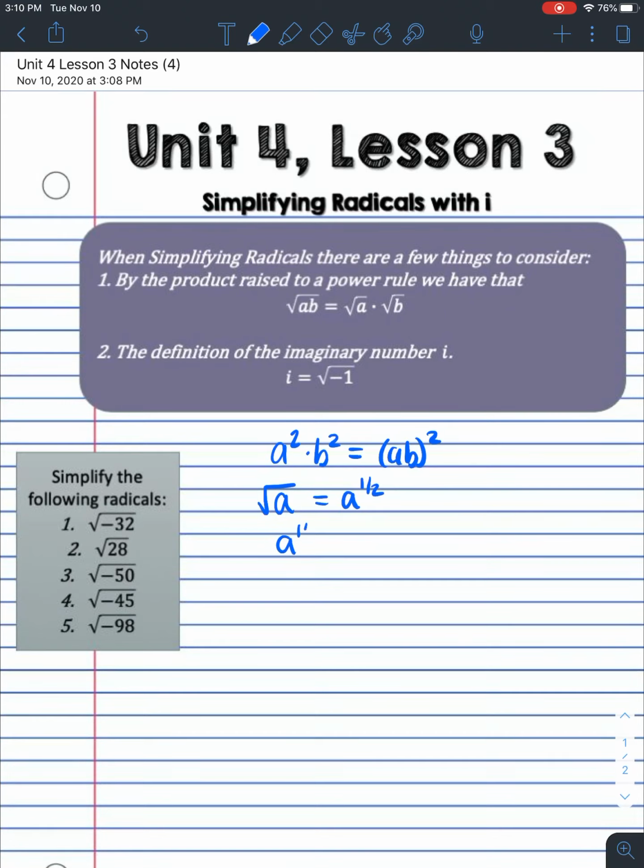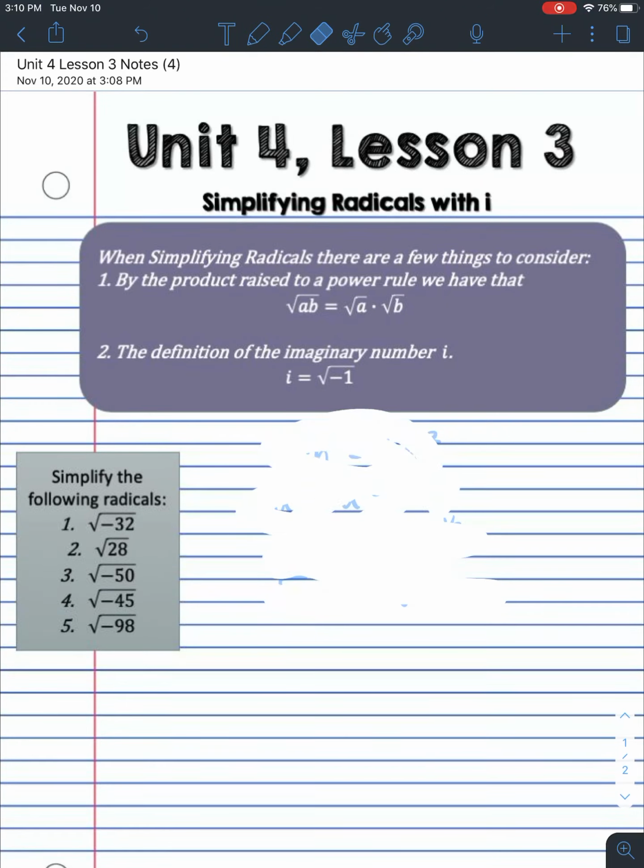So we can say a to the power of 1/2 times b to the power of 1/2, by the product raised to a power rule, means a times b can be raised to the power of 1/2. These two things are equivalent. And what that's saying is the square root of a times the square root of b equals the square root of a times b. That's exactly what that means, okay? So we just need to remember that if we're multiplying two things underneath the square root, we can separate them into their own square roots and multiply them again.